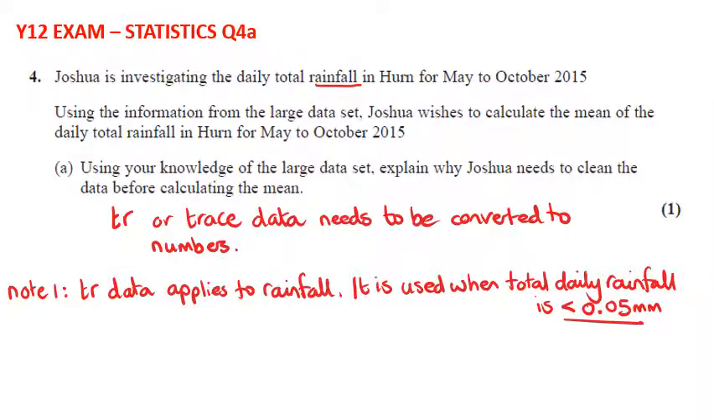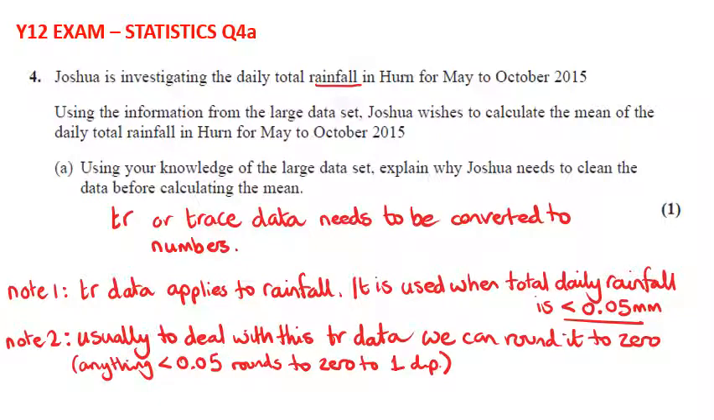Second note, in this mark scheme, usually to deal with this trace data, you can say we can just round it to 0, because anything that is less than 0.05 would round to 0 to 1 decimal place. Okay, so that's how we would deal with it. Round our trace data to 0. We've then got numerical values within our calculations.